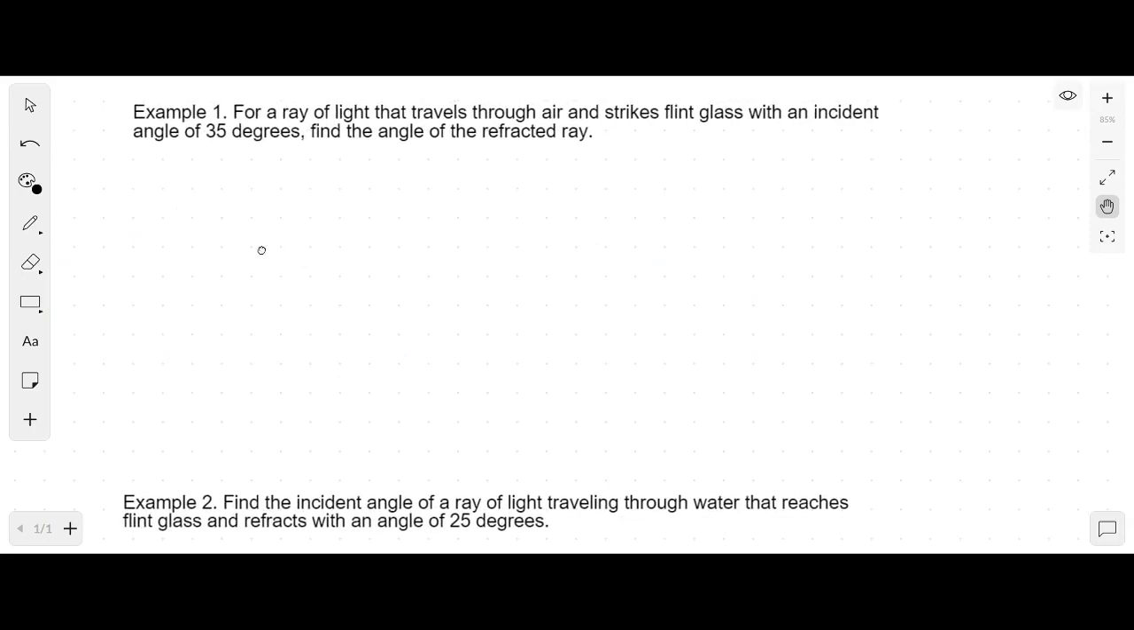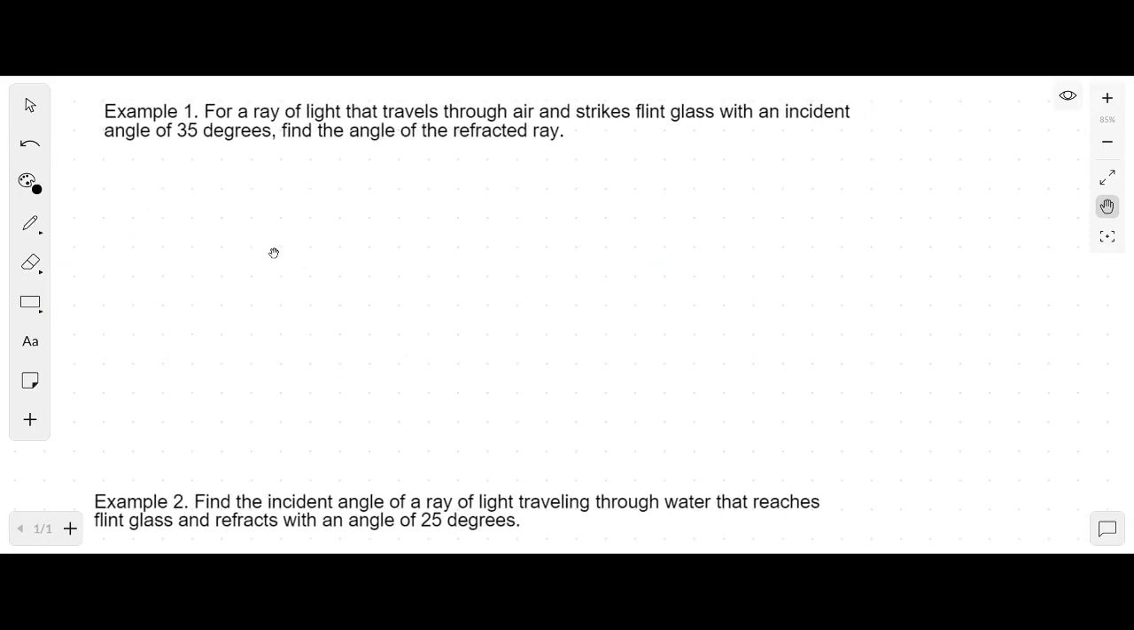Now I'm going to solve two examples for you. If you want to pause right here and attempt these on your own, please do, and then you could fast forward a little bit to see if your answers match mine. But let's start solving now.